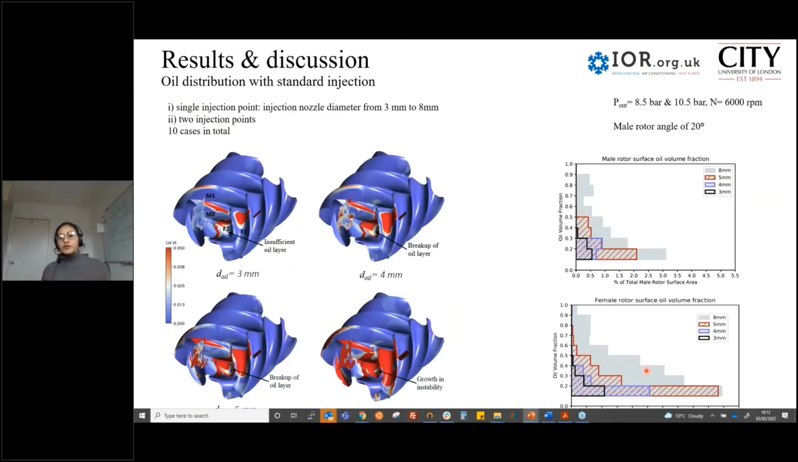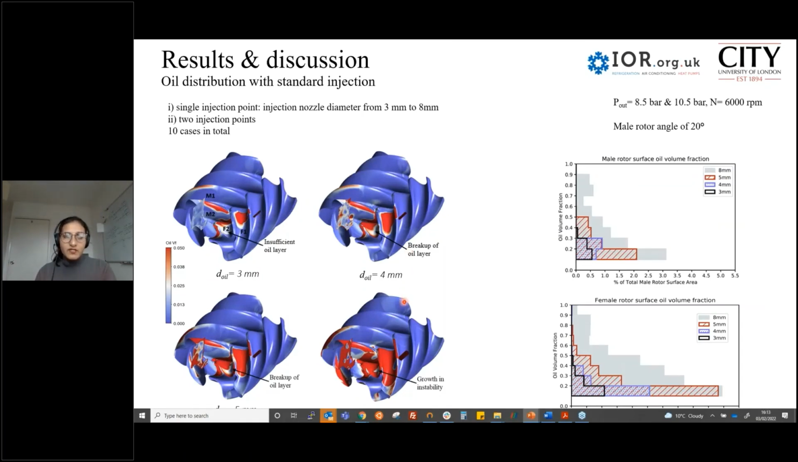Right, moving on, quickly getting to some of the results. What we would like to understand here is how changes in oil mass flow rate will affect compressor performance and the oil distribution. For this purpose, we go on with different oil injection ports, starting from 3 mm, 4 mm, 5 mm, and 8 mm oil injection port. What you see here is the oil being injected on the female rotor side.